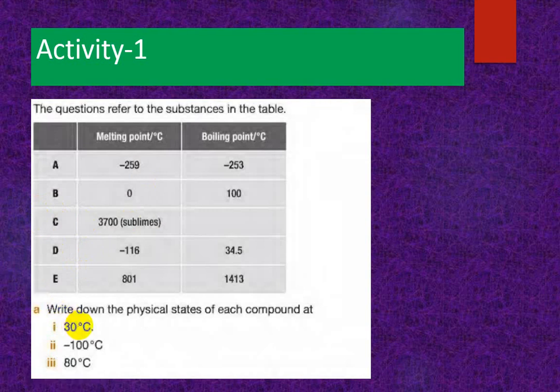Yes, sir. Okay. Now, D substance, is it a solid or liquid? D substance. Liquid, because it is between the melting and boiling points at this 30 degrees. Okay. This substance, gas, above this 30 degrees, above the boiling point.